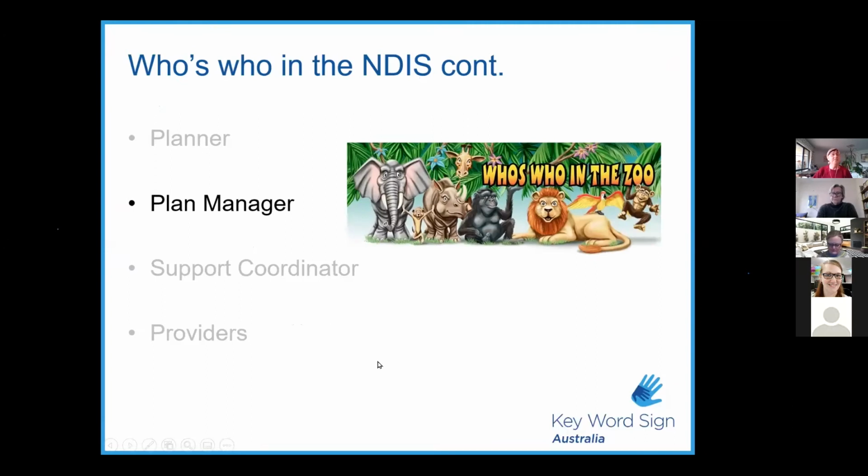So I talked about the plan manager. It sounds as though they're doing more than they are. They just pay the invoices, basically, that's what they do. And they keep track of the spending, which is also a great thing. I would assume that they would give notice to participants if they're beginning to run out of the funding they're using for a particular support. But they don't actually do anything more than manage the money side of it.